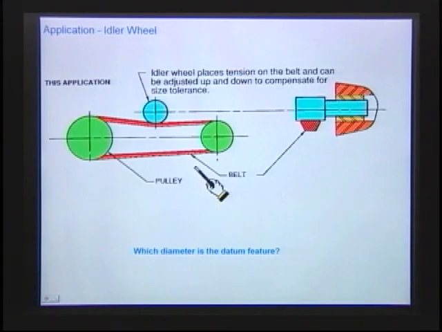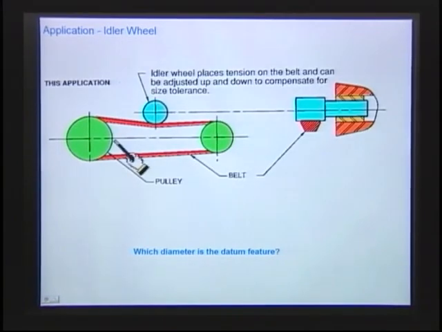All right, let's take another application. Now I have a pulley here, and then I have another pulley over here, and I have a belt between them. What I'm looking for is that there's no adjustment between these two pulleys. And so I have a little idler wheel, and this idler wheel comes in and puts tension on the belt.